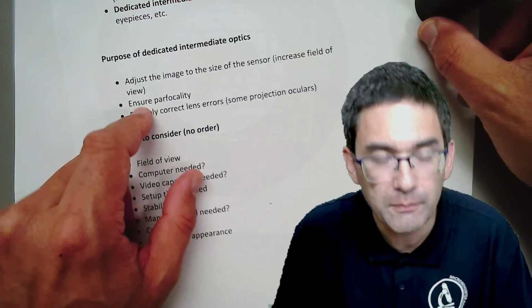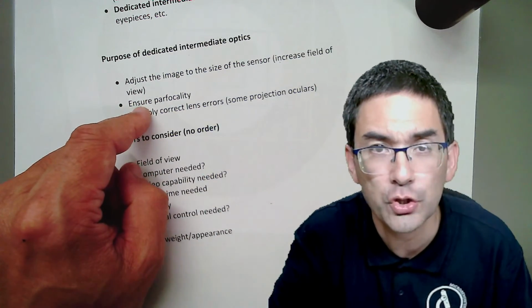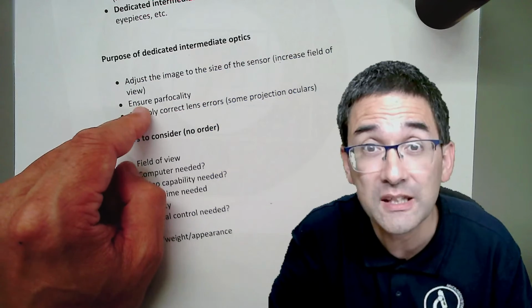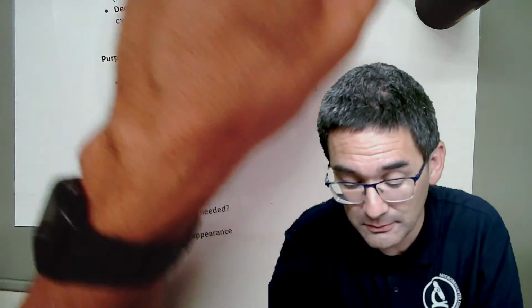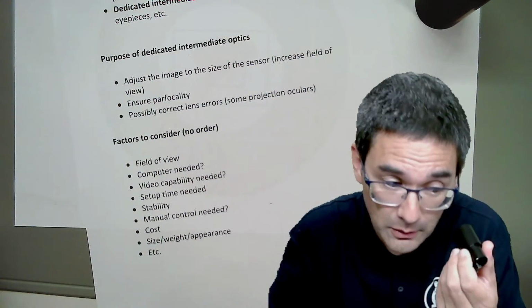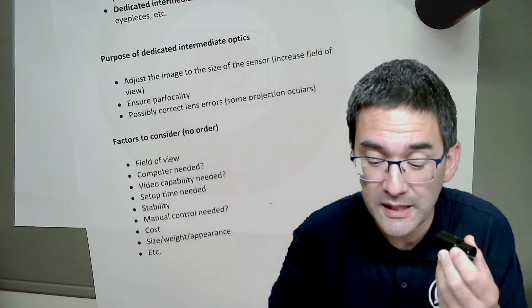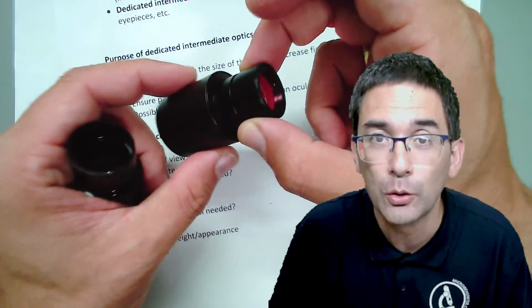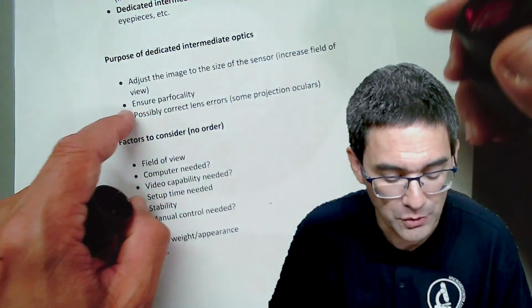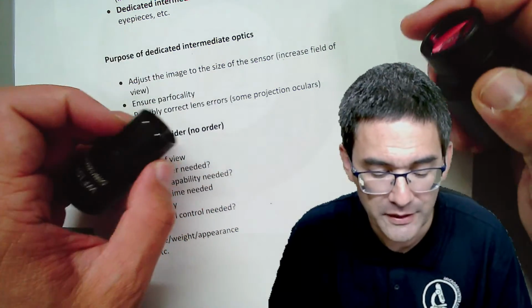Then the second function is it ensures parfocality, and what this means is that when you look through the eyepieces at the object, it should be in focus, and it should also be at the same time in focus in the camera. This is called parfocality, and this is also the job of the intermediate optics.